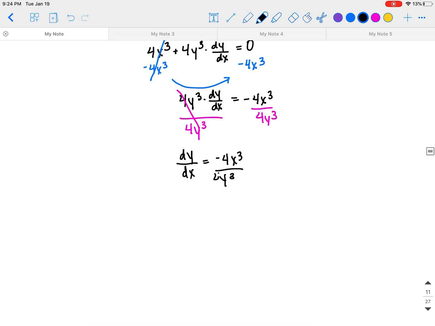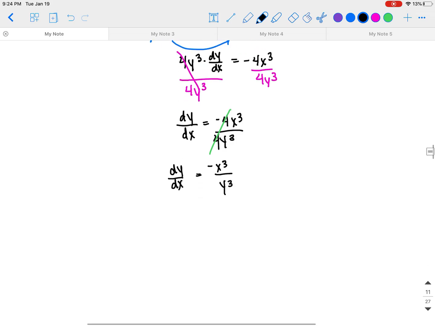Now, as I'm looking at this, oops, I forgot my 4. I actually noticed that a 4 does cancel out, so I'm going to cancel, and it simplifies to 1. So that's going to become negative x cubed divided by y cubed. And so this is my first derivative.